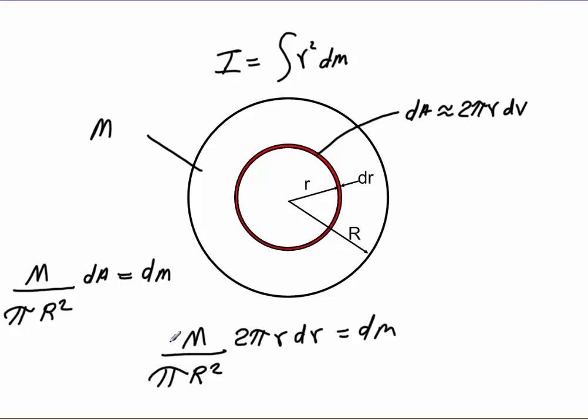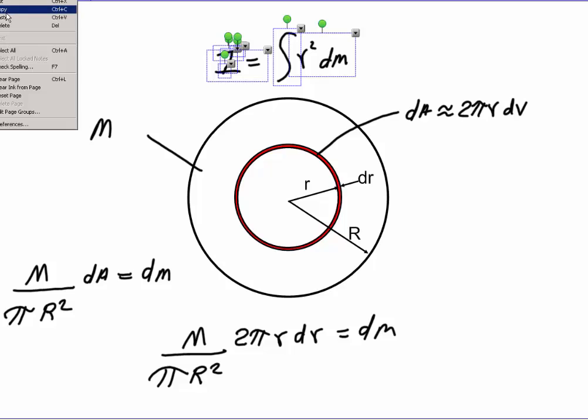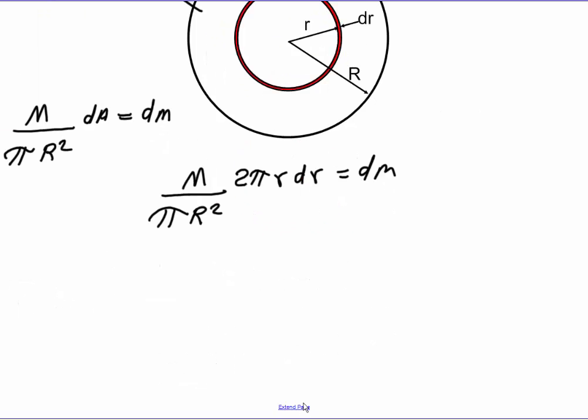Alright, so now we're going to use that information, we're going to put it back in for dm up here. So I'm going to grab this and just bring it down. Slide down, give myself some space. And take out my dm. I'm going to put all that information in, which will give me 2 pi r dr. Now here, oh sorry, I need to get my M over pi times big R squared.